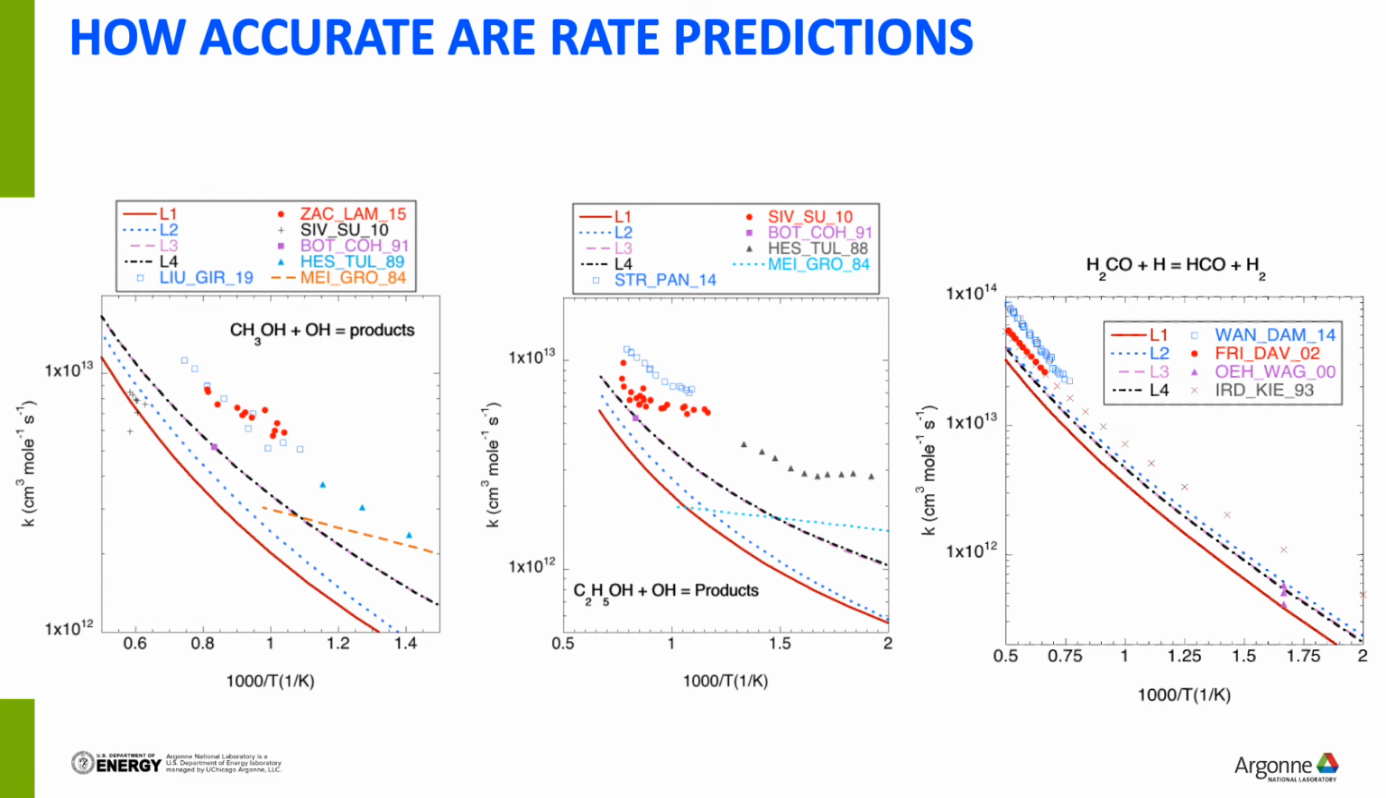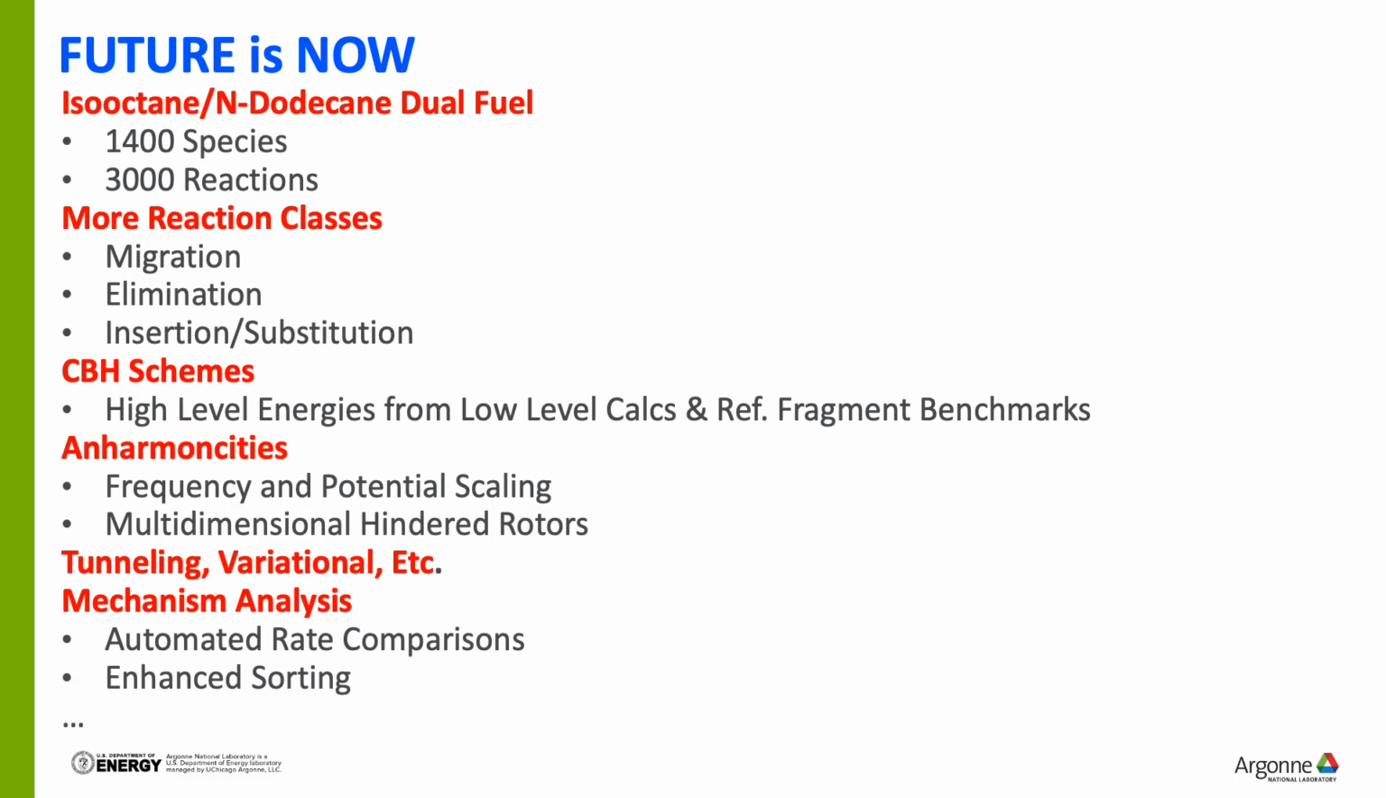So then the question you might ask is what's next? And here I'm saying future is now, because it's already been a year since we submitted this paper, and we've done quite a bit more. For the project that we're doing this with, we had to do some mechanism development for isooctane and dodecane. And here you see we're treating 1,400 species thermochemistry and 3,000 reactions. And we've expanded a number of reaction classes. We're really doing essentially all of the classes in a mechanism. Not quite all, but almost all.